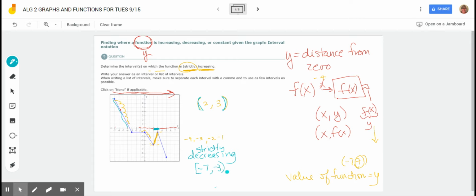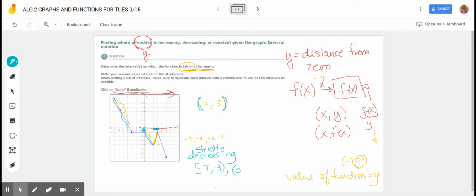But that's not the only one. There's another one here. You're also falling here. So you're going to put open parentheses 0 because it's a connection point. Why 0? Because it's 0 on the x. Remember, we're always talking about the x. We're looking at the graph and determining what values you'd be plugging into this function.